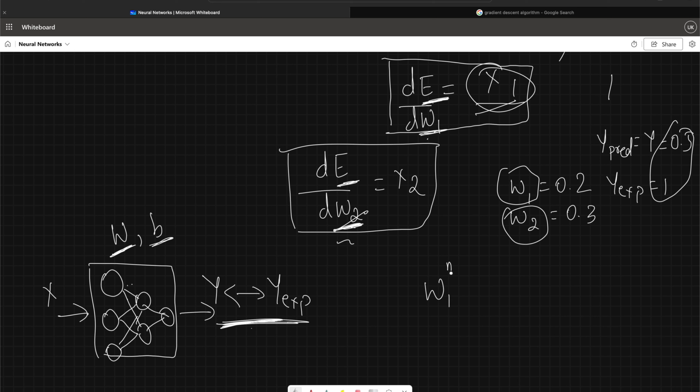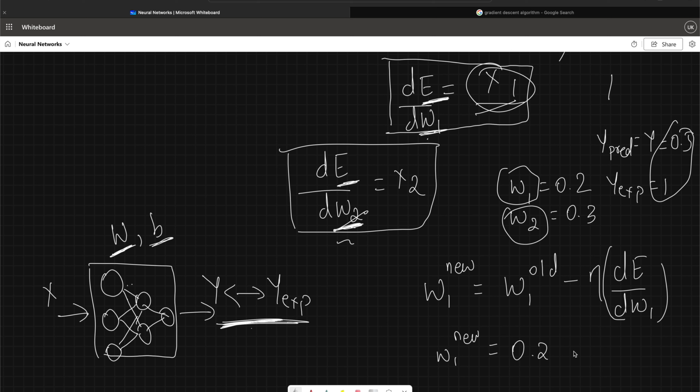We say w1 new, the new value of w1, is going to be the old value of w1 minus some factor of the change in differentiation, whatever you calculated here. If you use this formula, w1 new is going to be, what was the old value? Old value is 0.2 minus this eta. This is a variable over here, eta. We'll see what this is. This is actually called the learning rate. We'll see what this means.